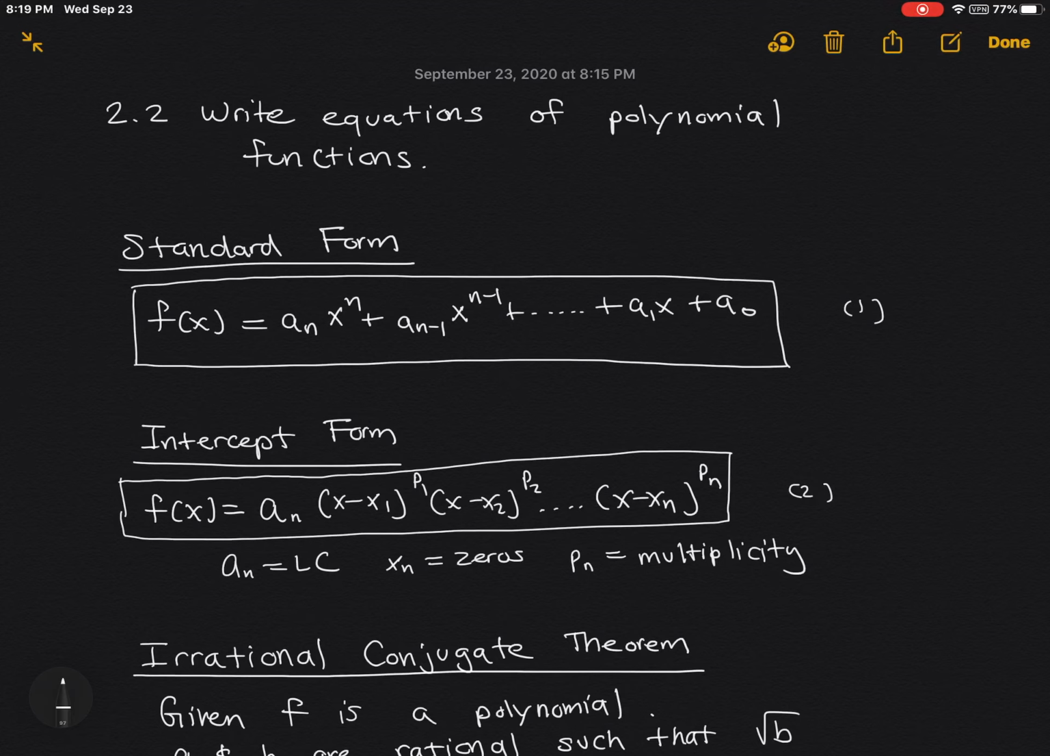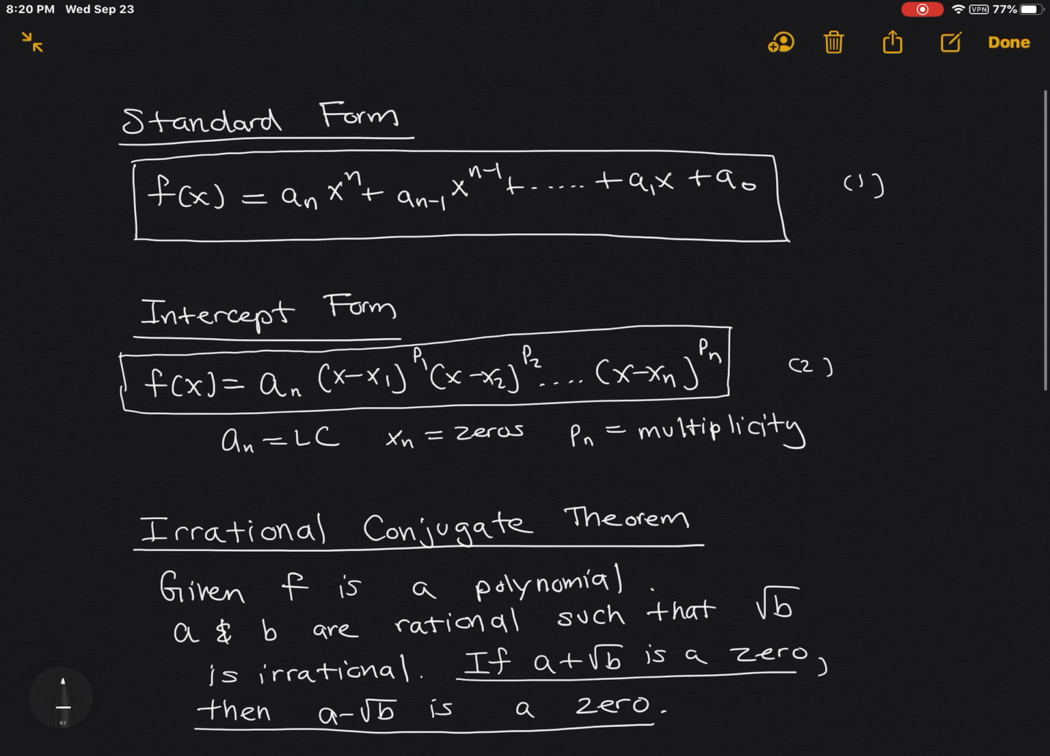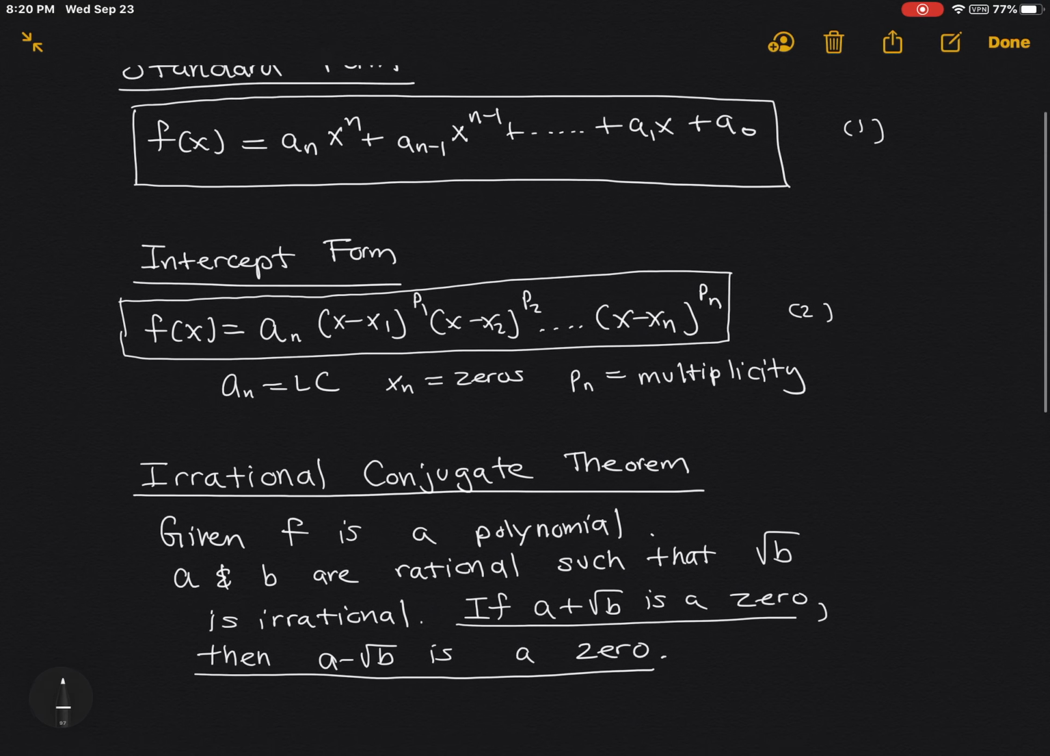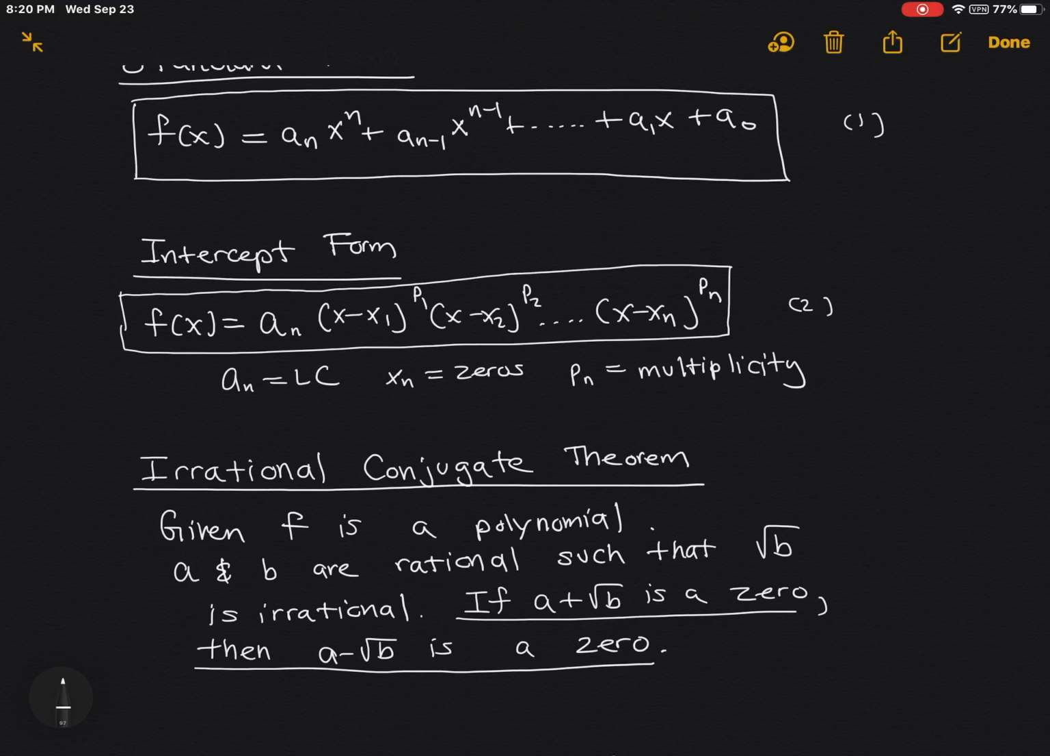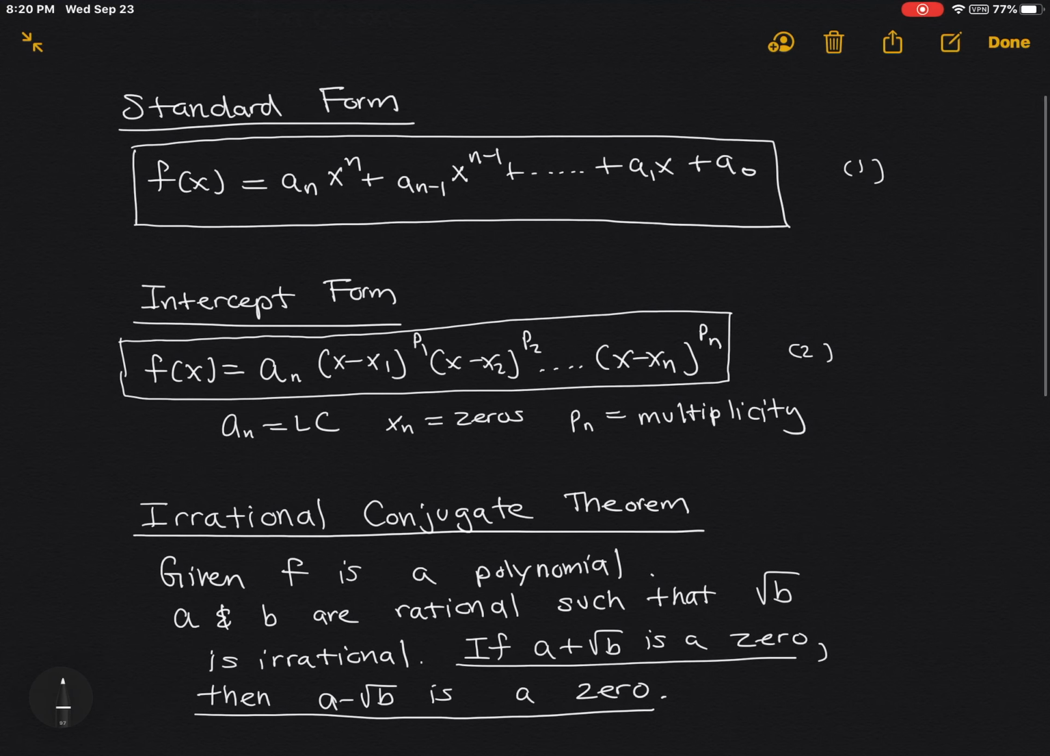Again, a sub n is your leading coefficient, n is your degree. A sub 0 is just a constant. That's going to be relevant later when we cover the rational root theorem. And you may not know intercept form, right? Intercept form is basically my standard form in factored form, right?